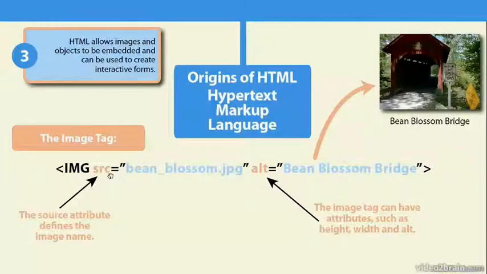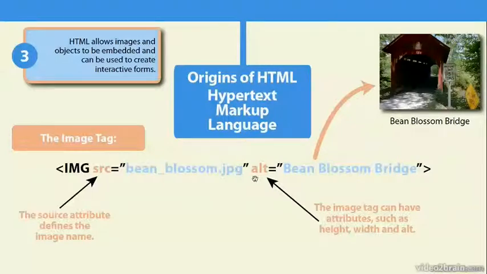SRC is the source attribute, and that's telling the browser which photo you want to use, and in some cases you have to tell it where that photo is located. So here, source equals, and notice it's in quotations, beanblossom.jpg. That's the actual name of my photo, which happens to be this beautiful photo right here.